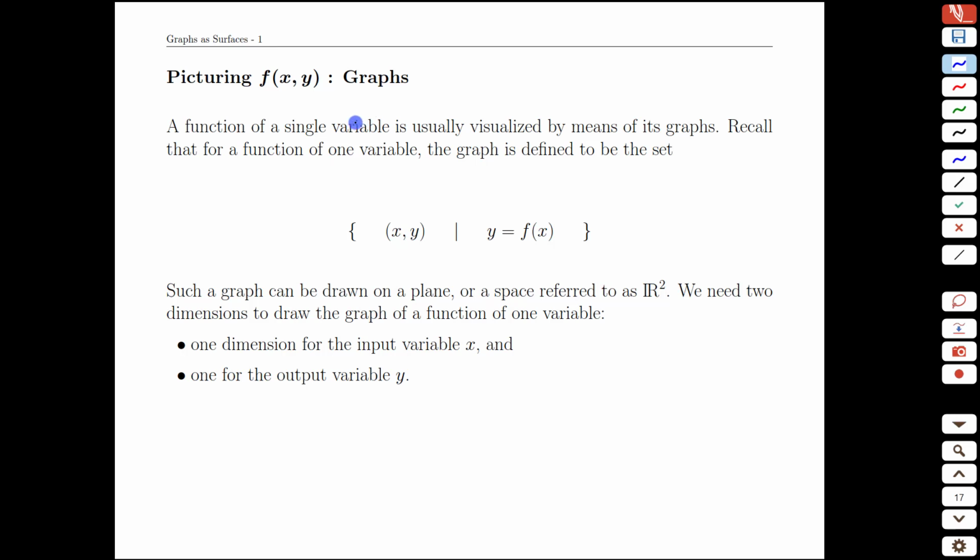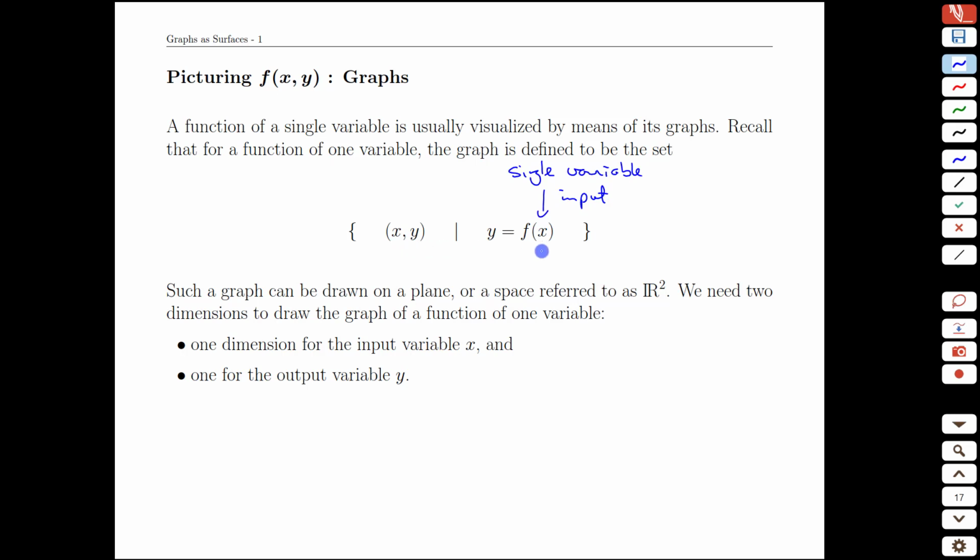In this video, we're going to talk about how we might actually graph a function of two variables, a function of x and y. There's an interesting challenge here, which is when we had single variable functions, a single variable input.